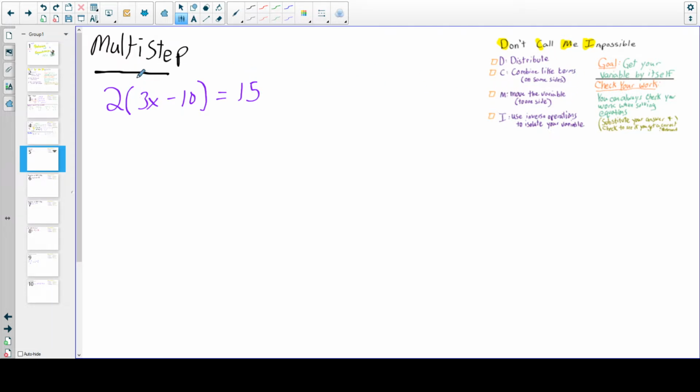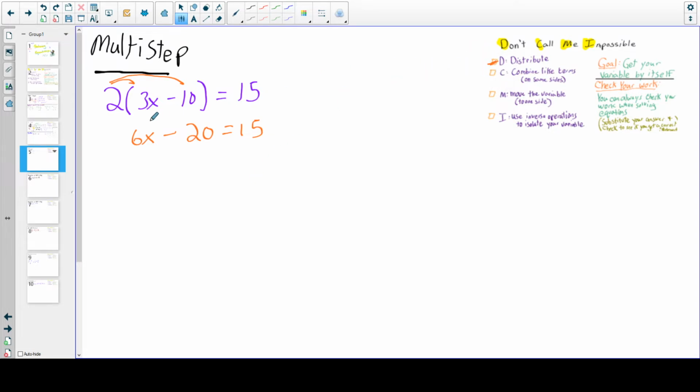All right, so if I gave you this equation and asked you to solve for x, and you're like, I don't know what to do, again, use DCMI. Can I distribute? Yeah, I actually can. This 2 is being multiplied to this difference. So we multiply 2 times 3x, which is 6x. 2 times negative 10 is negative 20. And that equals 15. So I distributed.